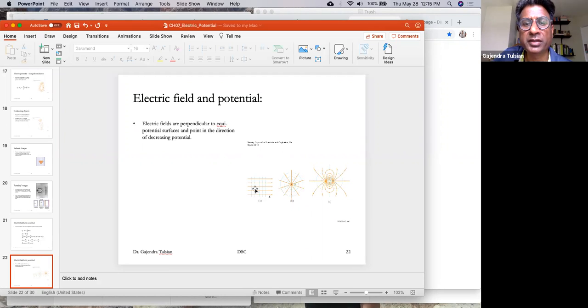So the dotted blue lines are equipotential surfaces. This is for a constant electric field, and the potential is decreasing in that direction, and the electric field is pointing in that direction. So the gradient would point in the opposite direction. Again, those blue dotted circles are equipotential surfaces, and the yellow-brown lines are the electric field vectors. Okay. So electric field lines are perpendicular to equipotential surfaces and point in the direction of decreasing potential.